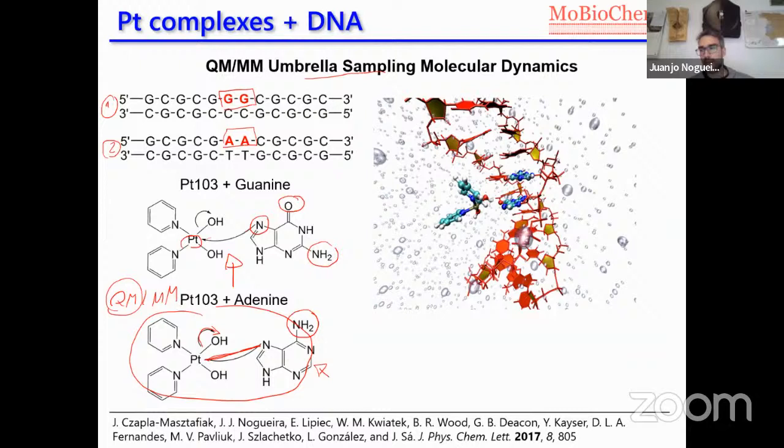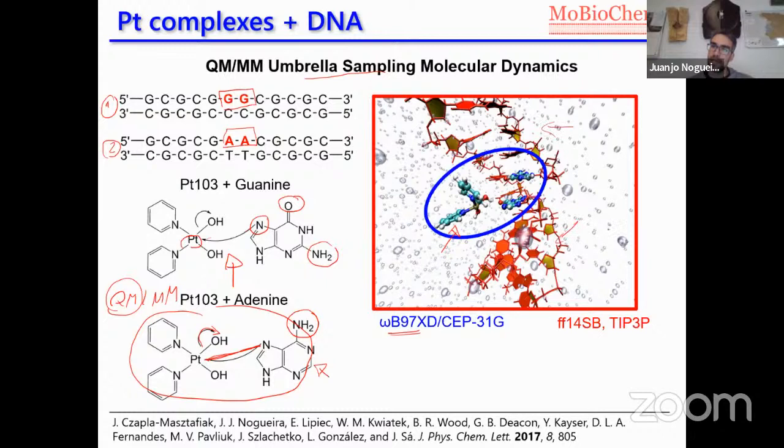Our quantum mechanical region was this drug and the two guanines or the two adenines which were reacting. We described the quantum mechanical region with this DFT functional, and the rest of the system, so the rest of the DNA strand and the water molecules and the ions, were described by the Amber force field, in particular by FF14SB for DNA and TIP3P for water.